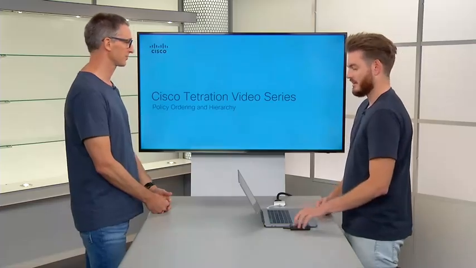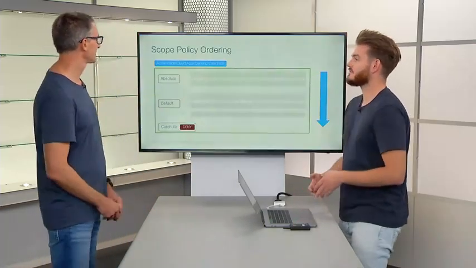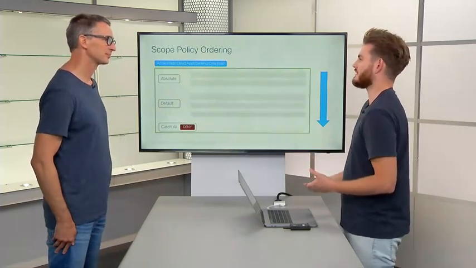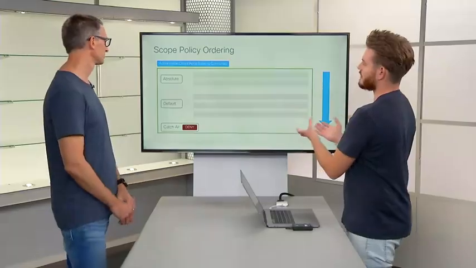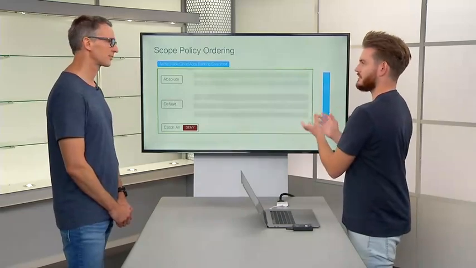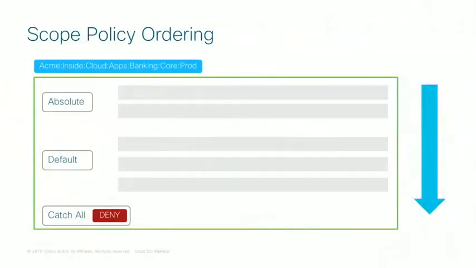Great. So let's get down to the first slide, which is where we're going to talk about the policy ordering inside one scope. So we've talked about scopes in many other modules already, but we know that a scope is a collection of workloads that are going to have some policies enforced on them. And inside that scope, we have a set of policies, absolute and default rules. Okay. We've touched on this already, right?